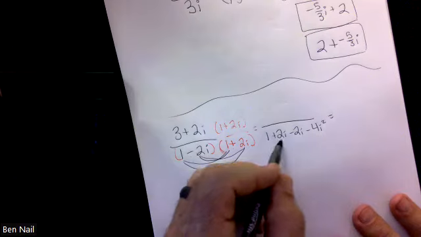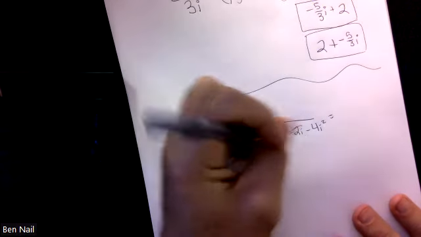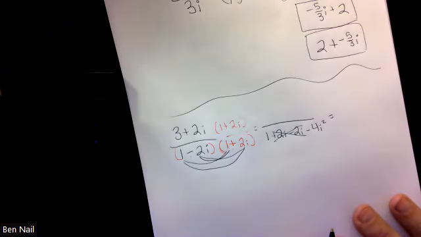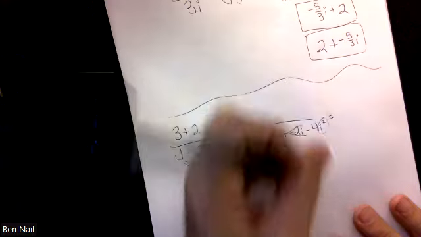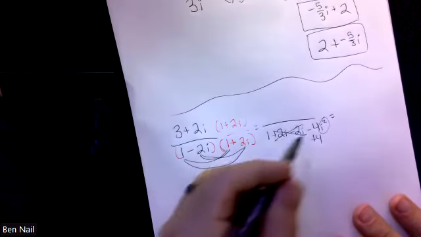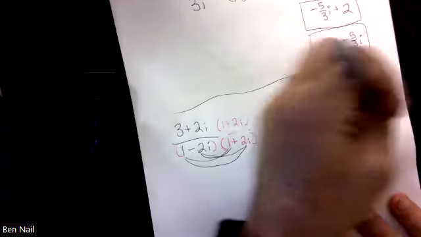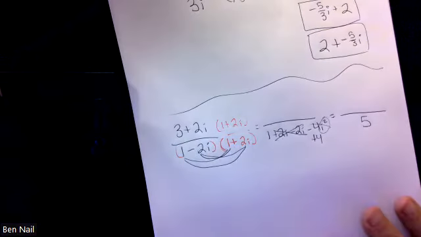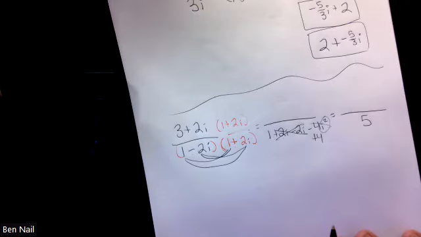Which, if we combine like terms, again, that +2i and that -2i add to get 0. i squared is -1. -4 times -1 is just a +4. 1 plus 4 gives me a 5 on the bottom. No longer imaginary. That's what I was looking for.